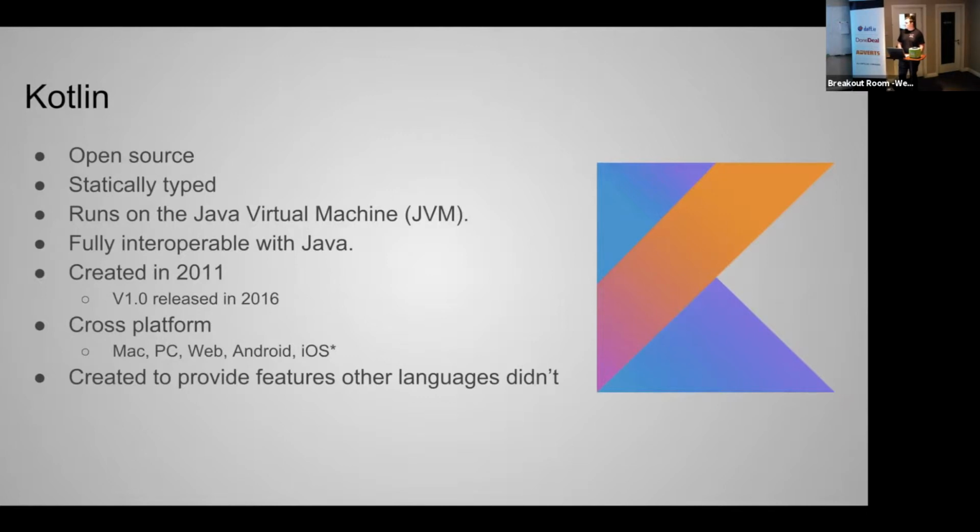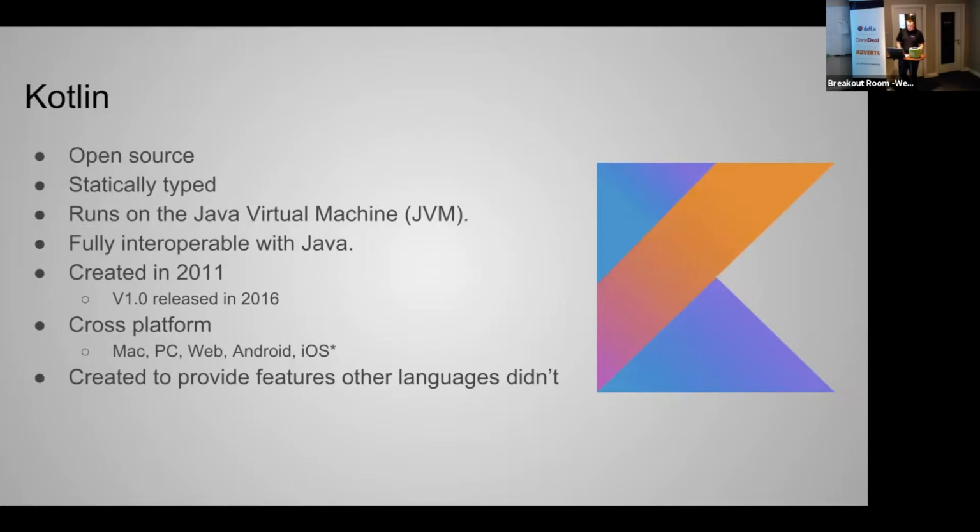So it's quite widely used. It's fully interoperable with Java, as I said, so you can actually switch back and forth between Java and Kotlin. You can have a Java file talking to a Kotlin file and vice versa.